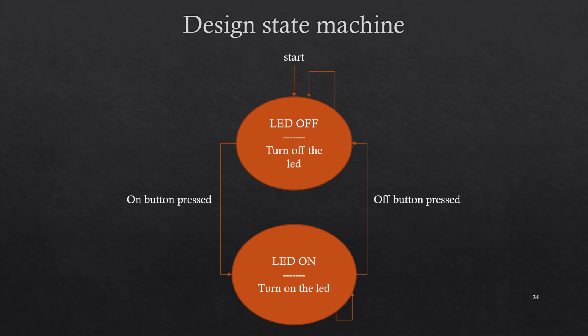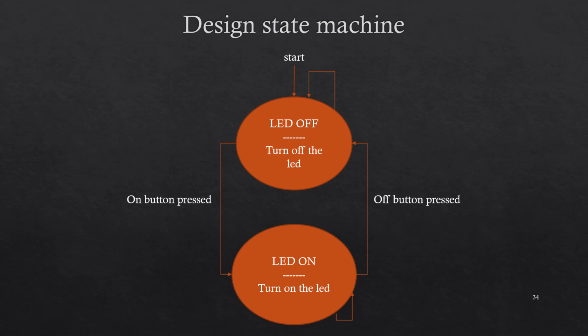Let's go back to the project that we are going to make. We are designing a state machine for a machine that will turn the LED on or off. The LED should be turned off when the off button is pressed, and the LED should be turned on when the on button is pressed. So from a state perspective, the machine only has two states: when the LED is on or when the LED is off.